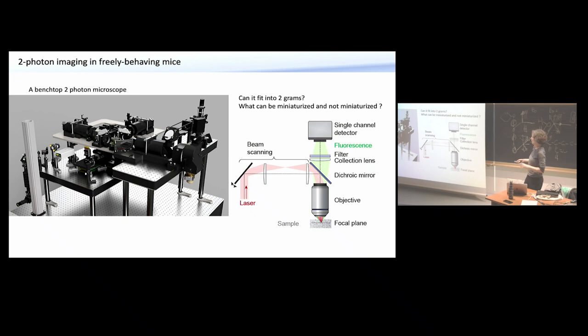You have an infrared pulse laser that is scanned with a beam scanning unit, an objective, then lenses, and a detector. So do you think it can be miniaturized? What do you think can be miniaturized, and what not? Not the source, for sure. You're right, not the source. The scanners. There was a huge piece of work on the scanners, and now they can be miniaturized. So the great thing is everything can be miniaturized except for the laser.